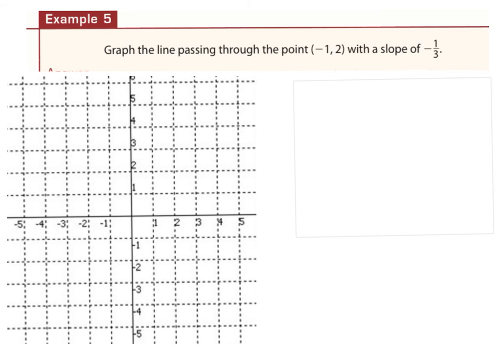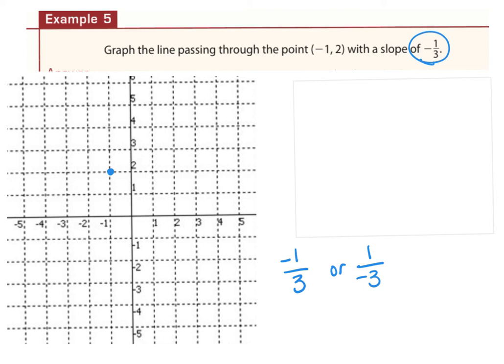It says graph the line going through the point -1, 2 with a slope of -1/3. Graph the line. So if I'm graphing a line, I need 2 points, right? Well, they've given me 1 point, so I'm going to go ahead and graph that 1 point. -1, +2. This is where this point is, -1, 2, right? And then it gave me the slope, -1/3. Now remember, it doesn't matter which one is negative. So this could be -1/3, or it could be +1 over -3. That's the same thing, okay?